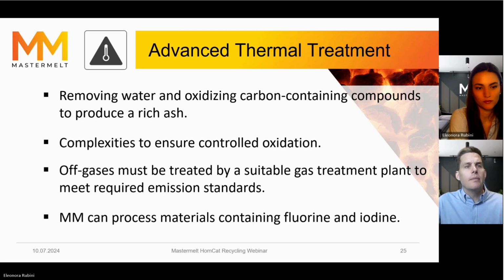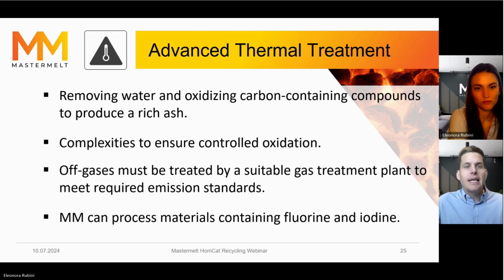There are stringent rules for emissions and how this is controlled. So off gases must be treated by our gas abatement plant to make sure nothing hazardous is going into the environment. And as I mentioned before, at Mastermelt, we can process materials containing fluorine and iodine.